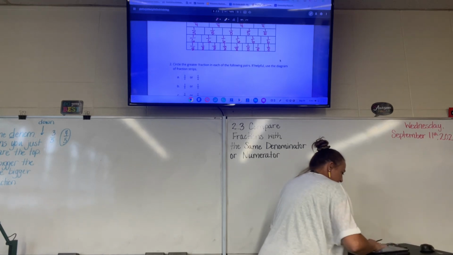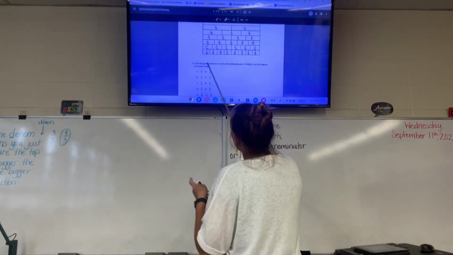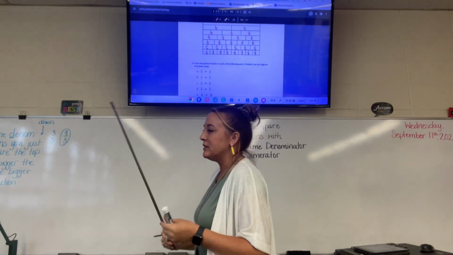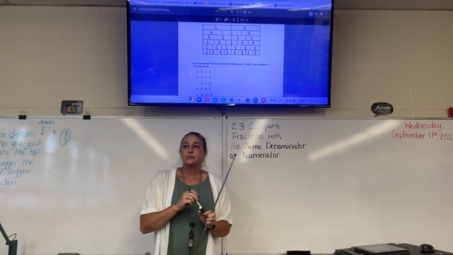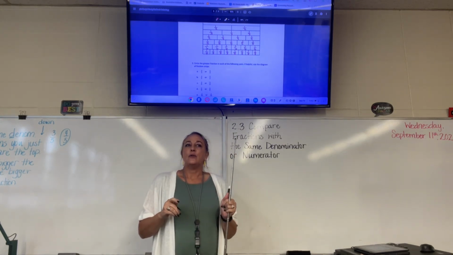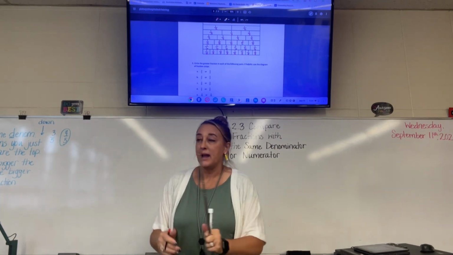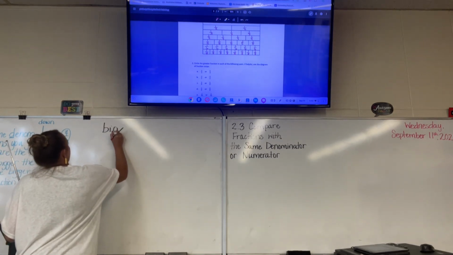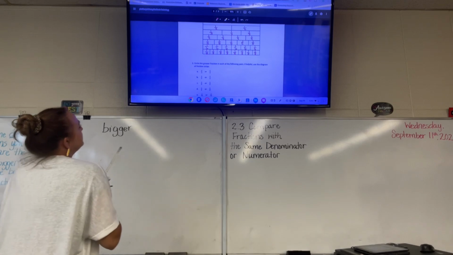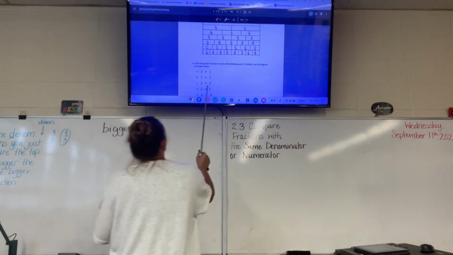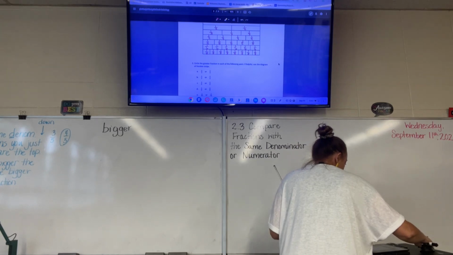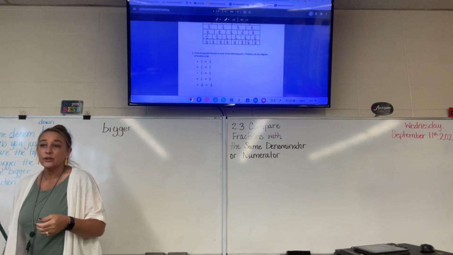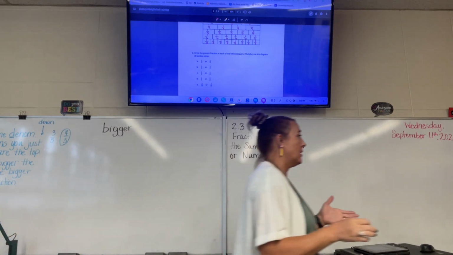Okay, so next it says circle the greater fraction in each of the following pairs. What does greater mean? Fisher? More than or bigger. Right? So we're looking for the one that's bigger. You can give Fisher a point. Okay. So we have the ones like this I like because they're all the same size. Remember, the bottom number, the denominator, tells us how big the parts are.